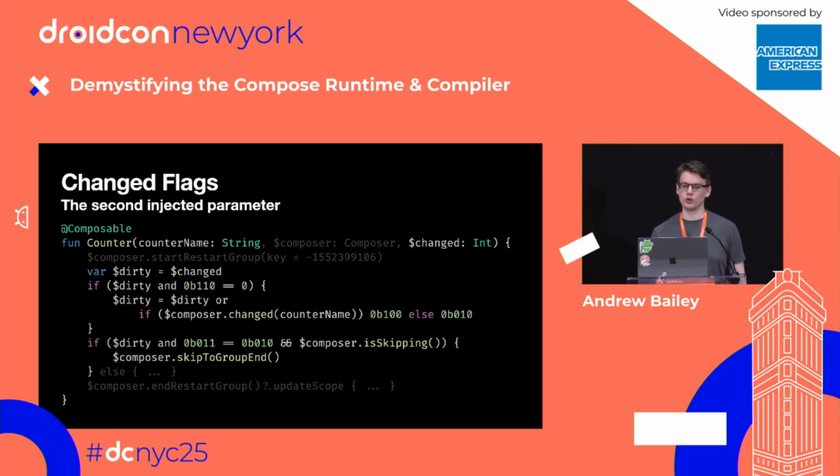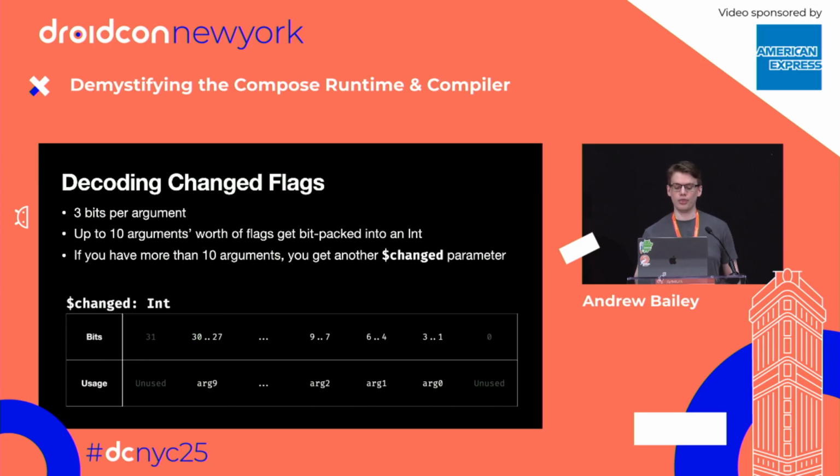So another optimization that goes along with group skipping is that we add another parameter to your composable, this changed parameter, which offers hints to the skippability logic of your composable for whether we've done comparisons on any of your parameters before, so that we don't compare them again. The way that this works is with a whole bunch of bit arithmetic. The way that they are packed together is that all of the arguments in your composable function get 3 bits inside of this changed mask here.